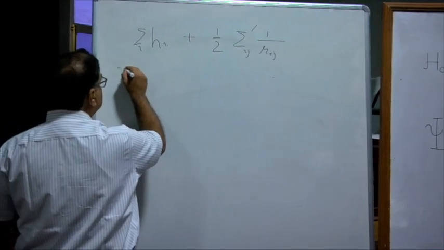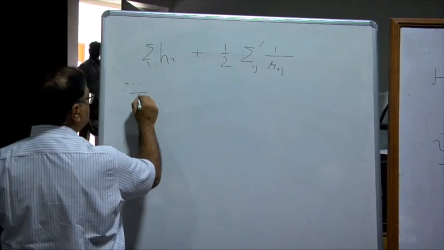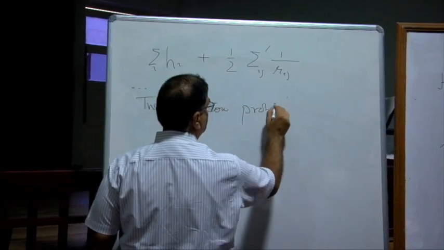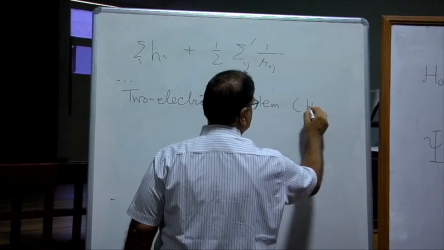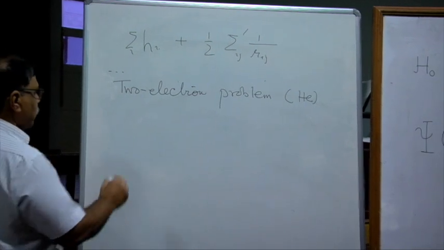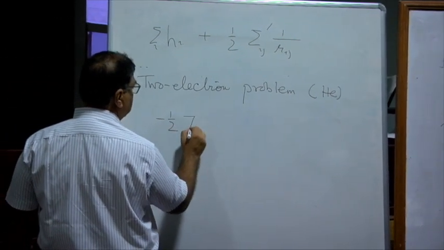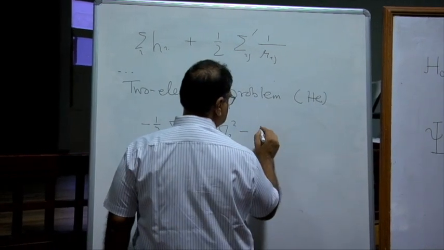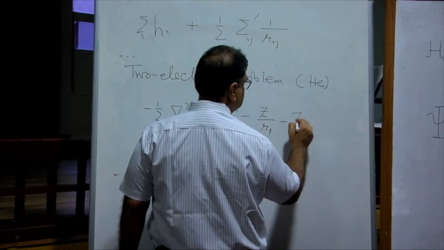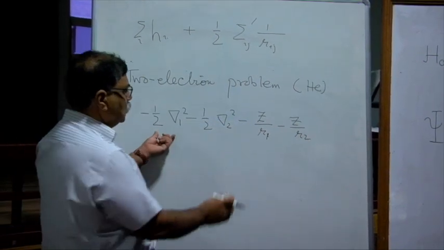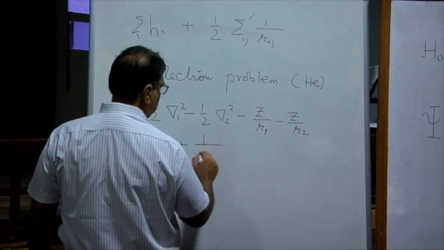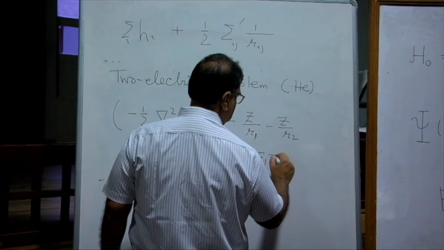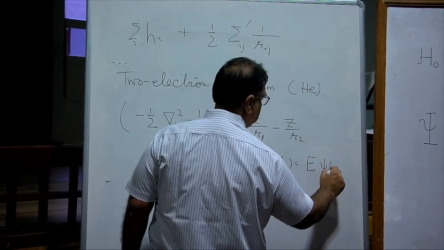So let's quickly get insight into what happens in this case by a corresponding two electron problem, which is the simplest many body problem. Even in that, I just do a one center problem, helium or helium-like. My Hamiltonian is minus half del1 squared minus half del2 squared, where 1 and 2 refer to the electrons, minus Z over r1 minus Z over r2. That is the part which is h1 plus h2, plus 1 over r12. And what I'm solving for is H psi(r1, r2) equals the total energy E times psi(r1, r2).